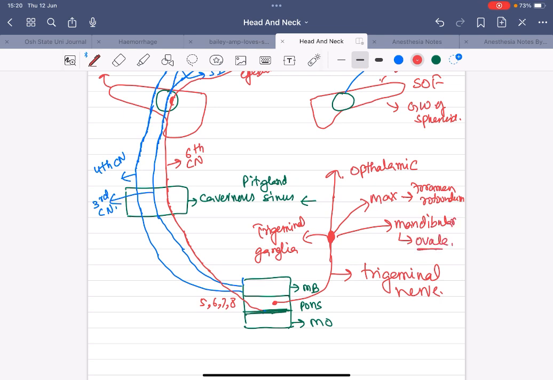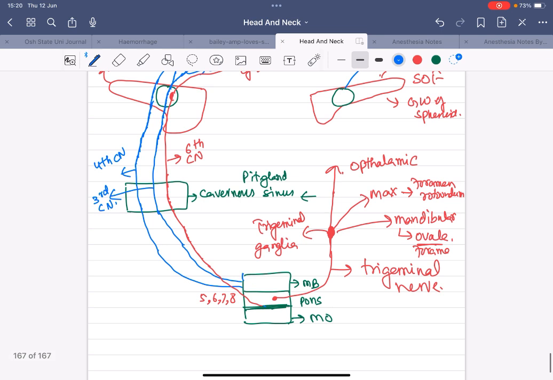Which is passing through which foramen? Foramen ovale here, and foramen rotundum here, round. So the maxillary nerve passes through foramen rotundum, and the mandibular nerve passes through foramen ovale. Now this ophthalmic nerve enters the superior orbital fissure. But when it enters the superior orbital fissure, it will divide into three branches.